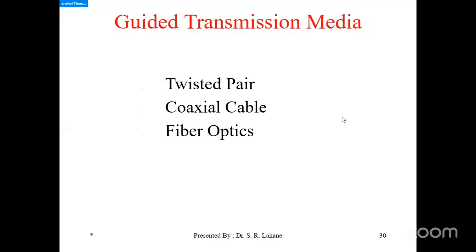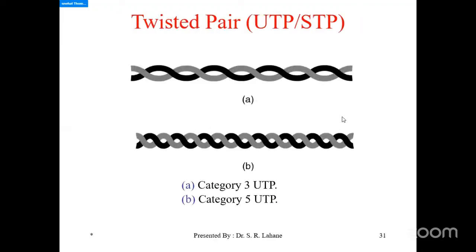Guided means wired media. Normally, we are using wired media. We have 3 options to deploy the network: twisted pair cable, coaxial cable, or fiber optic cable. Twisted pair cable is divided into 2 types: unshielded twisted pair cable and shielded twisted pair cable. Unshielded twisted pair cable has no extra shield given over it. Simple wires are twisted inside the plastic cover; that is called an unshielded twisted pair cable.